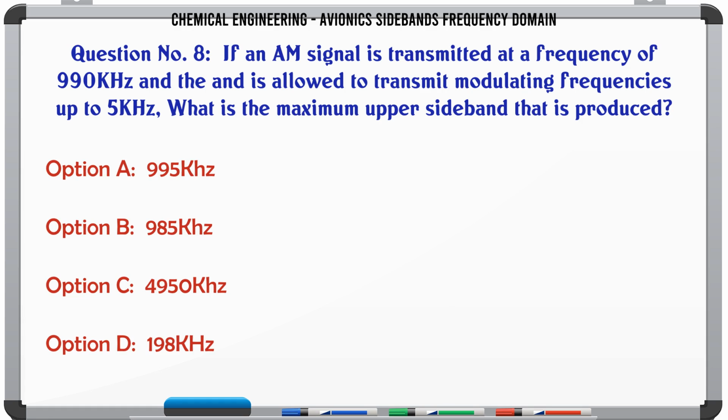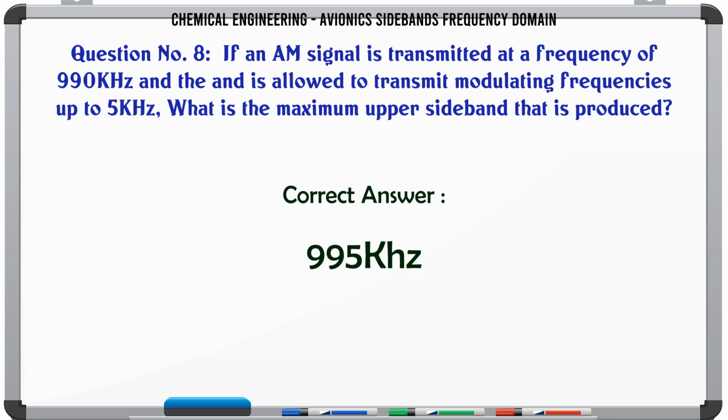If an AM signal is transmitted at a frequency of 990 kHz and the station is allowed to transmit modulating frequencies up to 5 kHz, what is the maximum upper sideband that is produced? A: 995 kHz, B: 985 kHz, C: 4950 kHz, D: 198 kHz. The correct answer is 995 kHz.